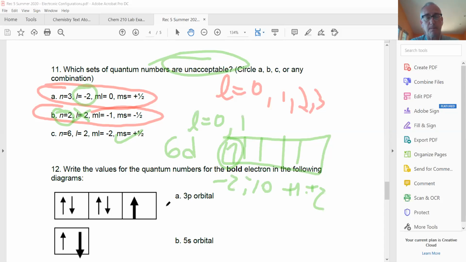So if you want to explain why C is correct? Because when N is equal to 6, L equals 2. We said L is N minus 1, correct? That's the maximum value it can be. Oh, okay. Yeah. It has to be smaller than N. So L equals 2, that's 6D. There's nothing wrong with that.